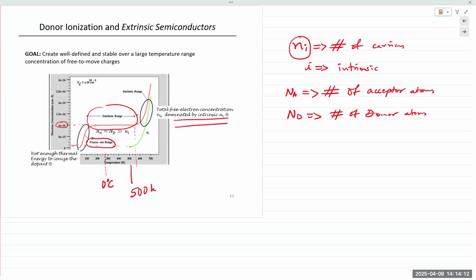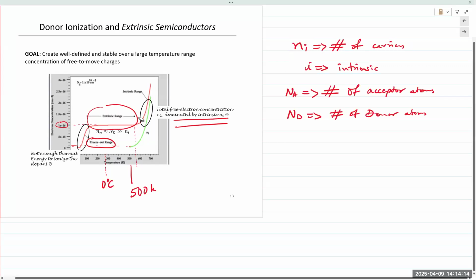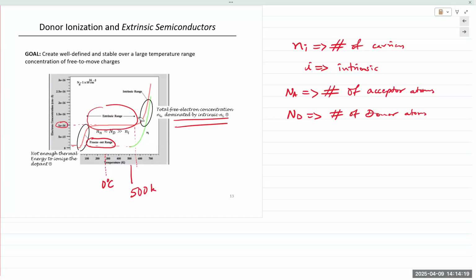Ni in general refers to the number of charge carriers that are present in an intrinsic material. The I stands for intrinsic, meaning it's generated solely due to the thermal energy. And Ni is also equal to N, also equal to P. N in this case represents the number of electrons. The P represents the number of holes.